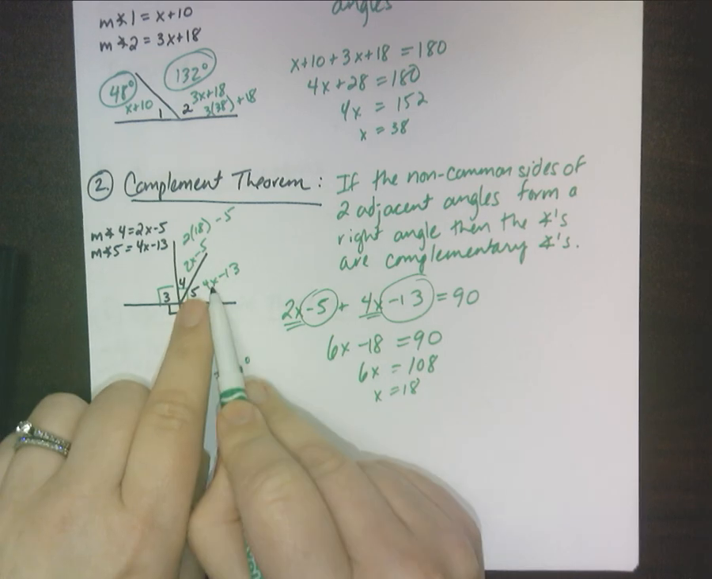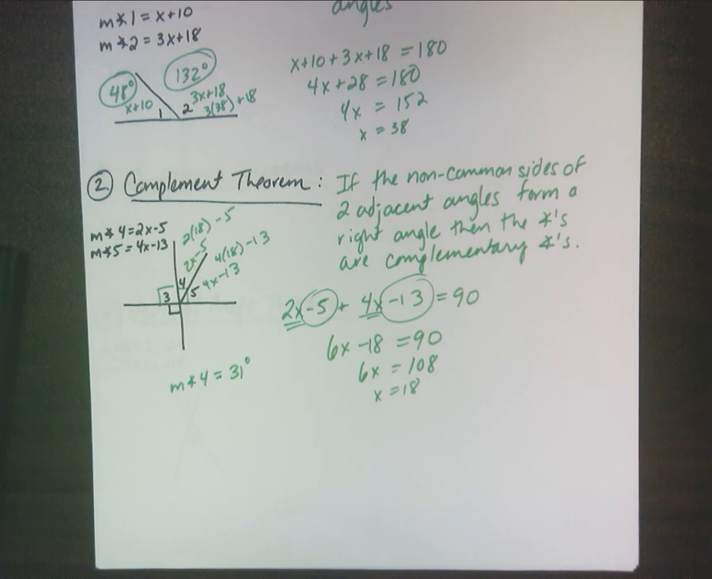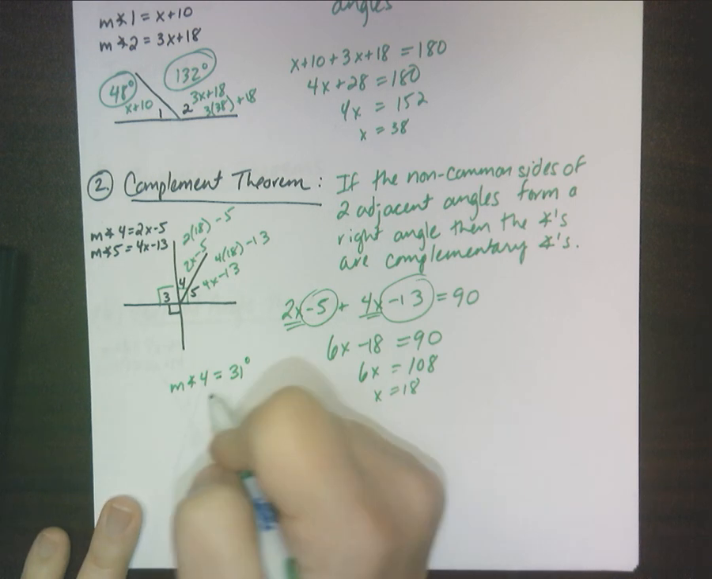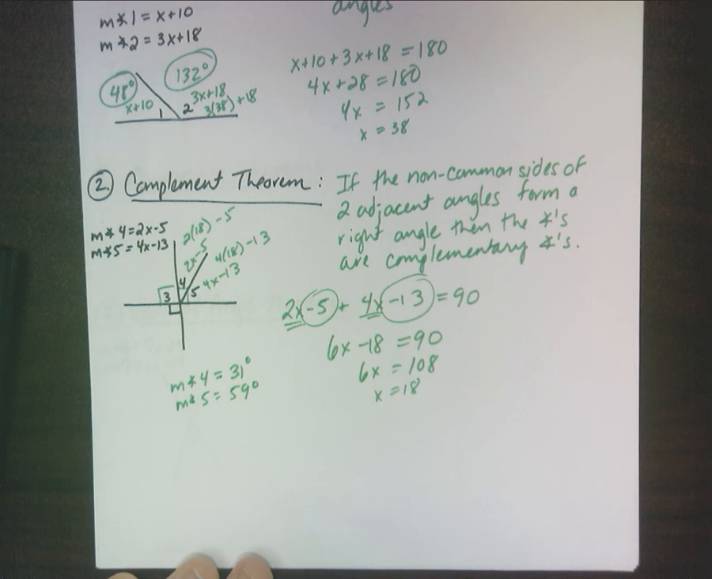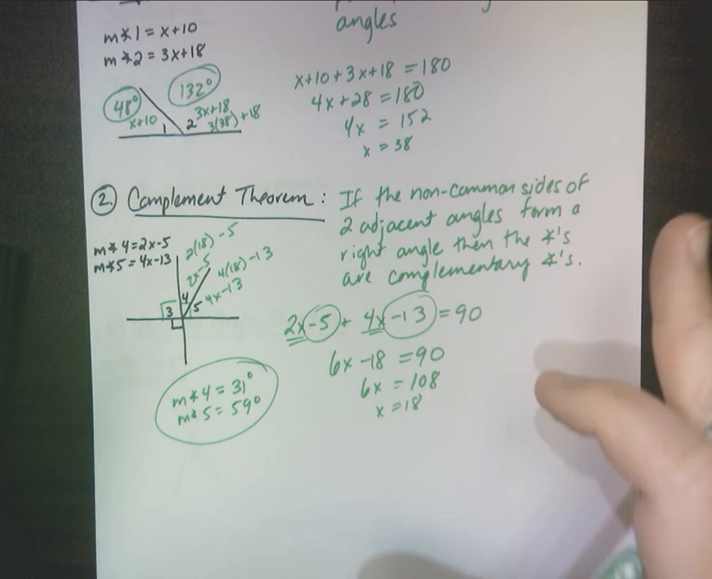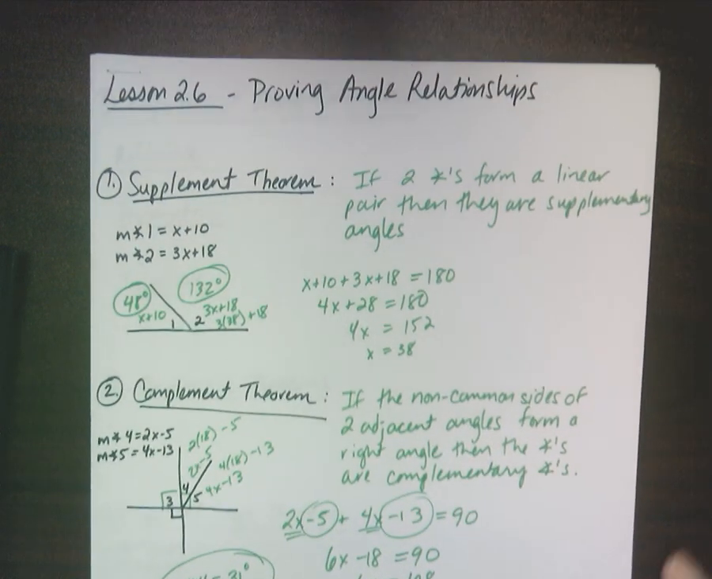And then plug 18 right there. 4 times 18 minus 13. 4 times 18, 72, minus 13 is 59. And if those two add up to 90, which they do, pretty good. You'll have questions just like this in the beginning of the worksheets that I'm going to give you for homework tonight. Okay?